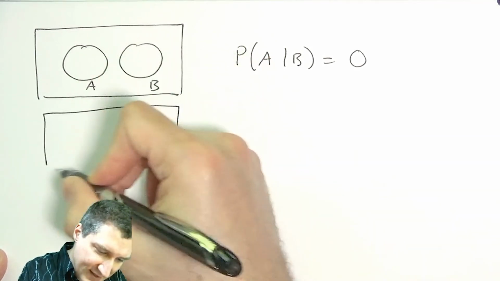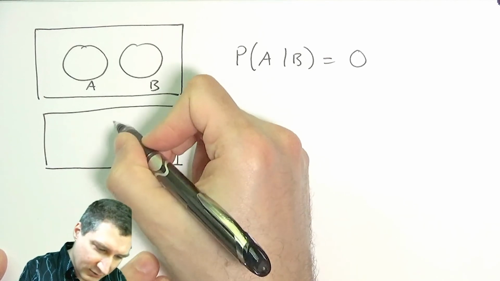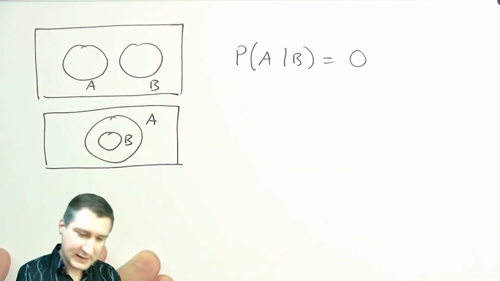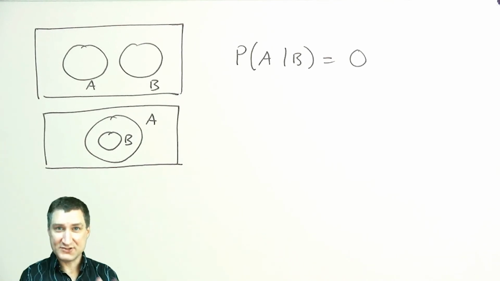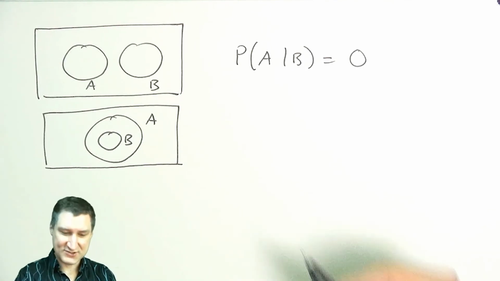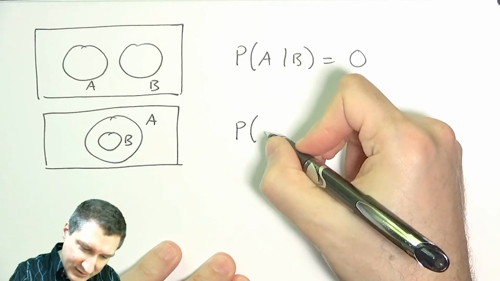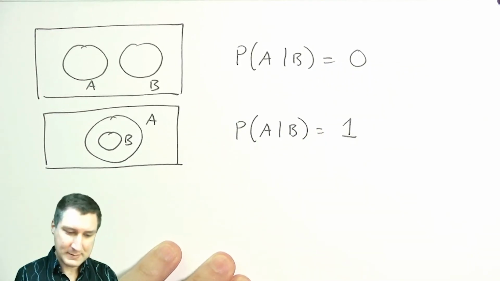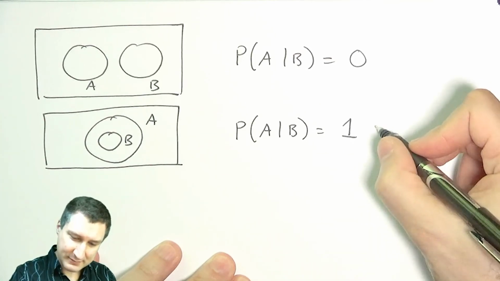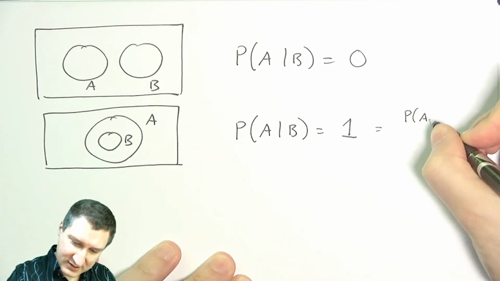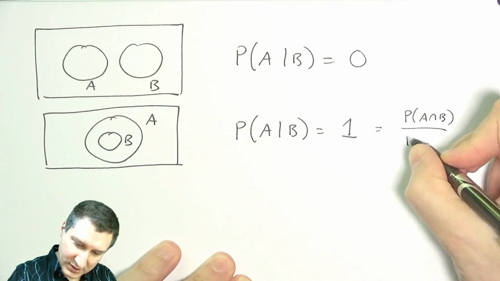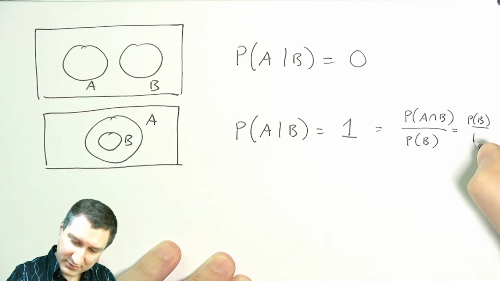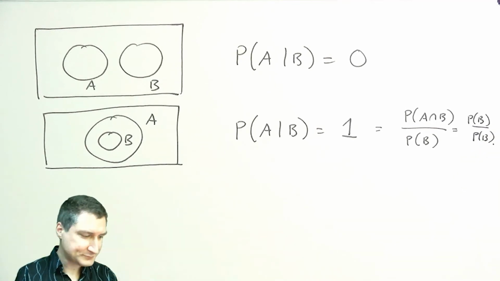Or the opposite of that: this is the event A and this is the event B. In this case, if B happens, then A happens with 100% certainty. So the probability of A given B is 1. The reason is that the probability of A intersect B over the probability of B is itself the probability of B over the probability of B, which is 1.